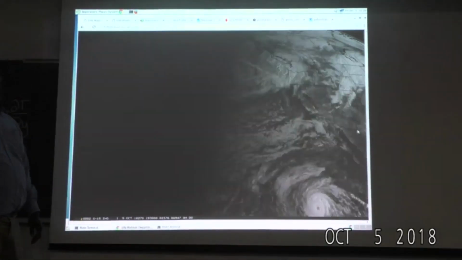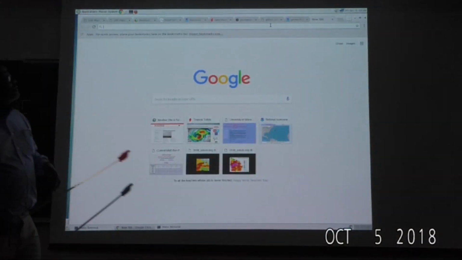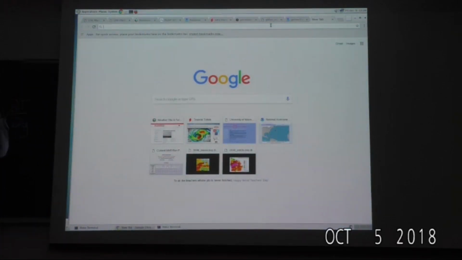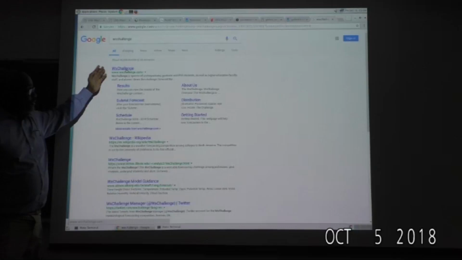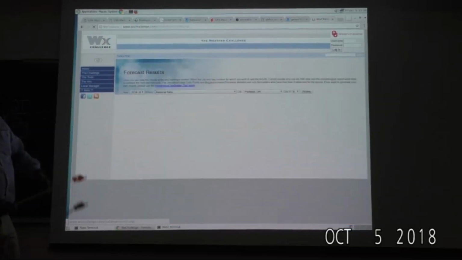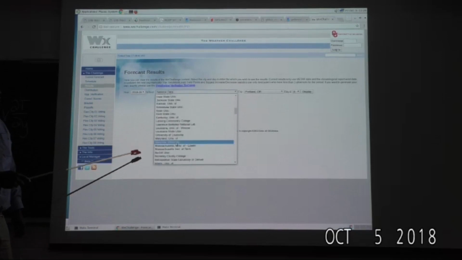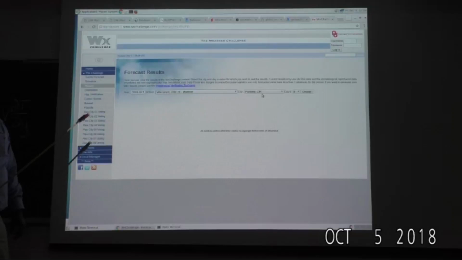In fact, maybe we should bring up another tab for a second and check out the latest weather challenge. See how things are looking. WX challenge. And this is just for fun, right? It's all fun competition. Let's look at the challenge. Let's go to results. Let's look at Wisconsin's, WI. It'll pop up today, WI. Or you can scroll down. Go team, right?